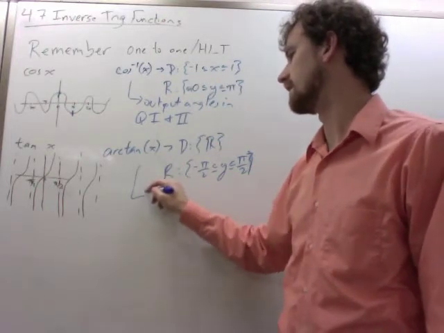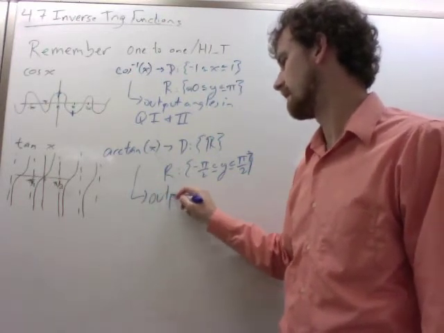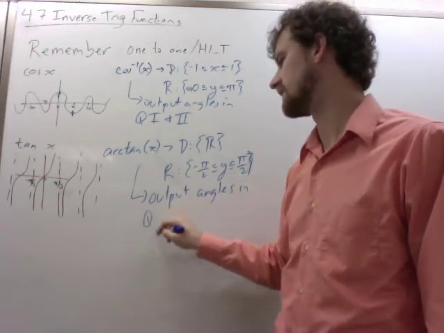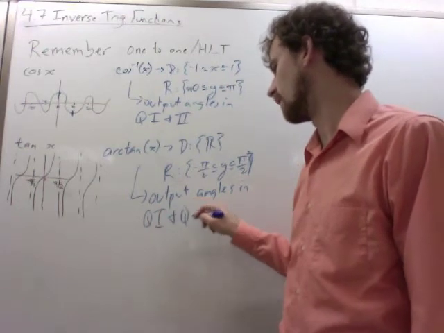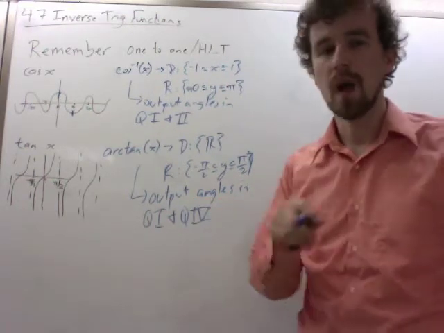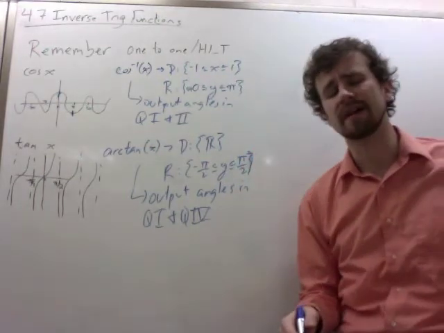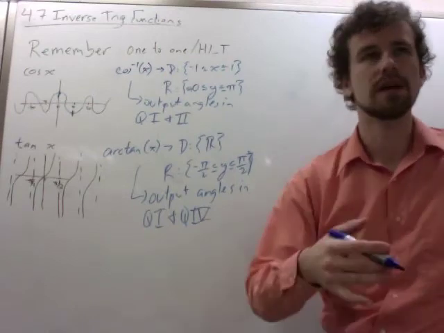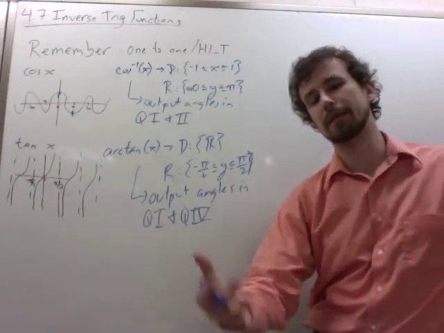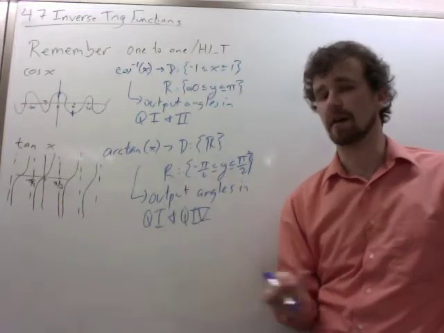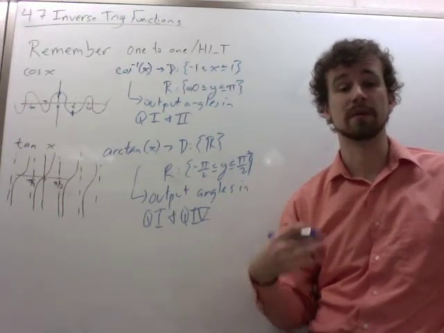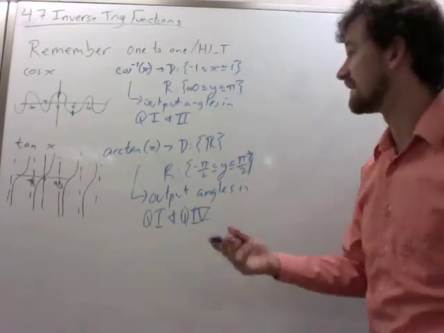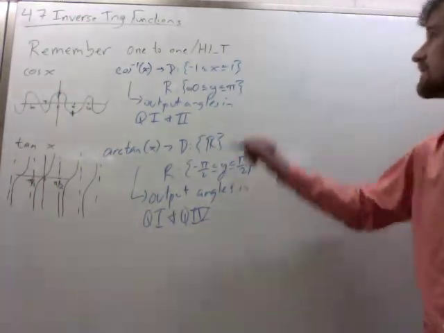So this will output angles in quadrants 1 and 4. So keep in mind, for sine or cosine or tangent, for our regular trig functions, we input an angle and we get back a ratio. And for our inverse trig functions, it's the opposite. We input a ratio and we get back an angle. So we can evaluate various trig functions.